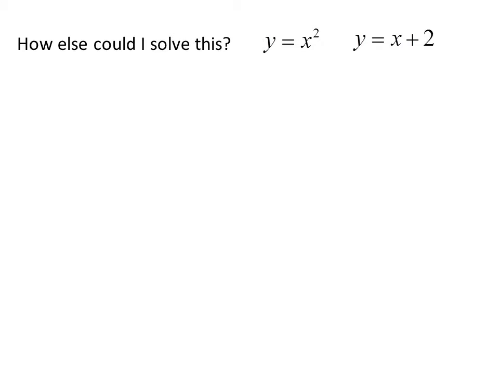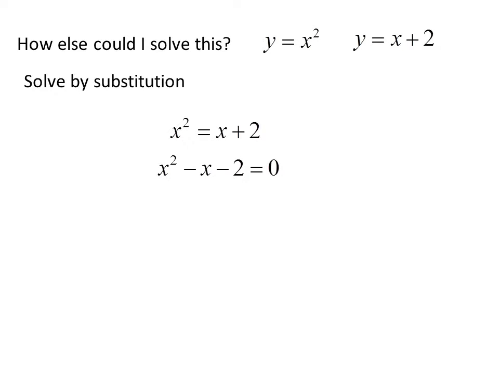How else could I solve this? Well, another method would be substitution. When you choose substitution, you look at your equations and you look for a variable that has a coefficient of 1 or negative 1. So in this case, I chose the first equation and I just substituted it into the second equation. So y equals x squared, I just substituted that y into the y here for the x plus 2, and I got x squared equals x plus 2. Well, now I can subtract the x and the 2 over, and now I have a quadratic equation that I can solve.